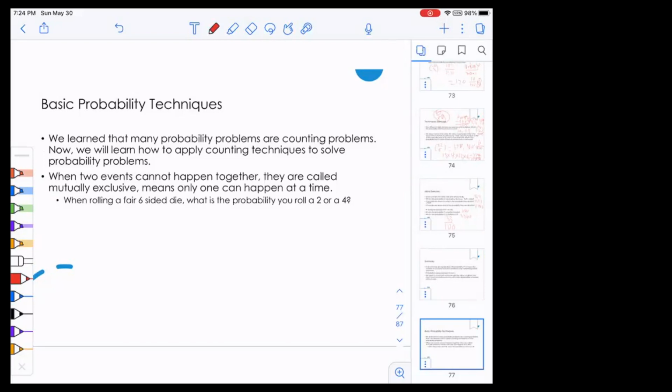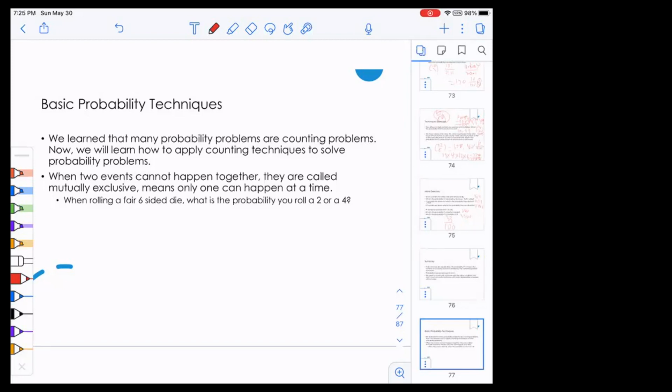So when two events cannot happen together, they are called mutually exclusive. This is something you need to remember. So basically what mutually exclusive is, is two things that cannot happen together. So you could say, what's the probability that a shirt is red or blue? It could either be red or blue. It's not going to be both red and blue. So yeah, that's mutually exclusive.